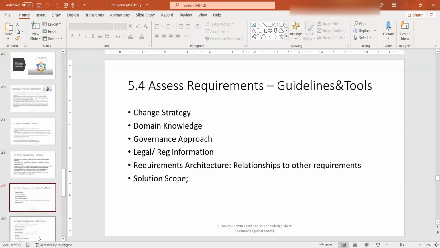The next one is guidelines and tools. The tools and guidelines used here are change strategy, domain knowledge, governance approach, legal and regulatory information, the requirements architecture, meaning the structure of the requirements and the relationship to the other requirements, and the last one is solution scope.